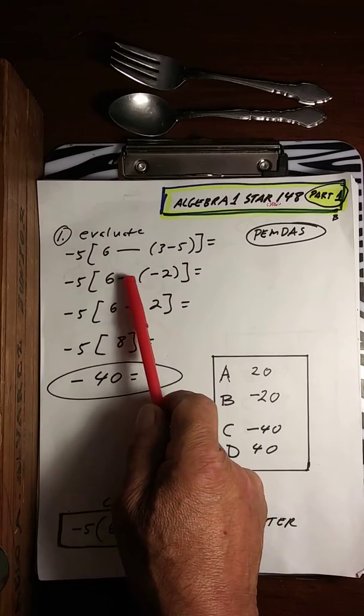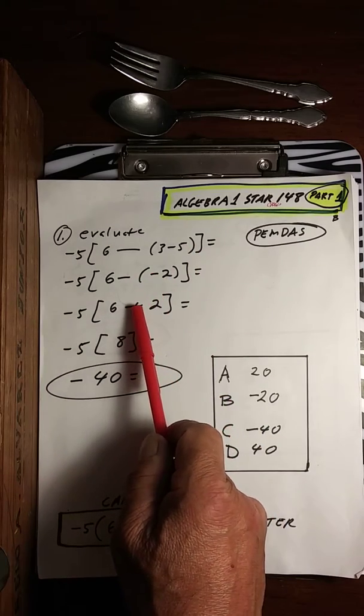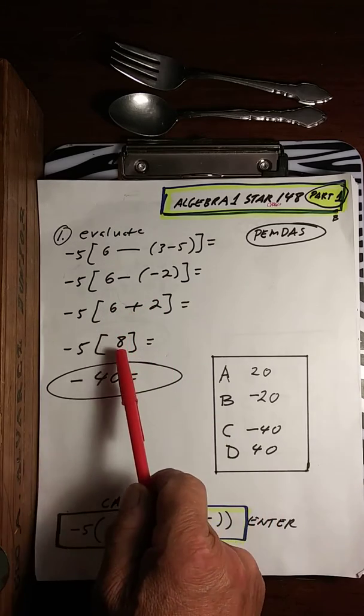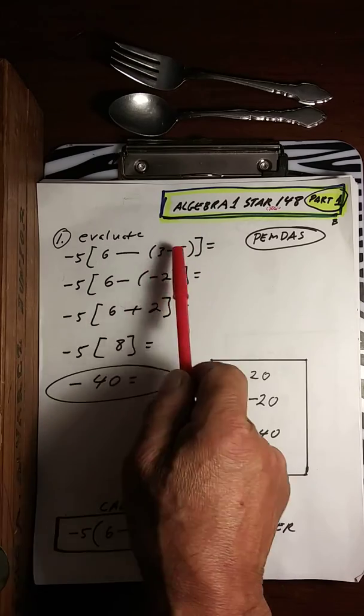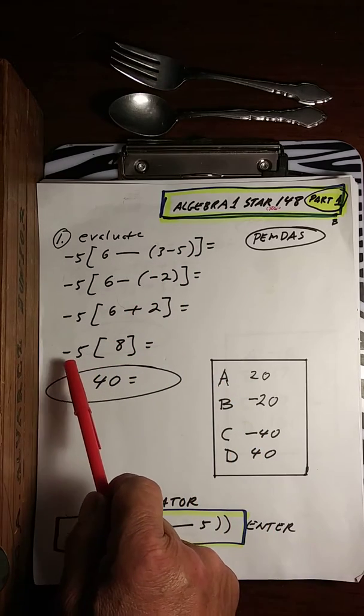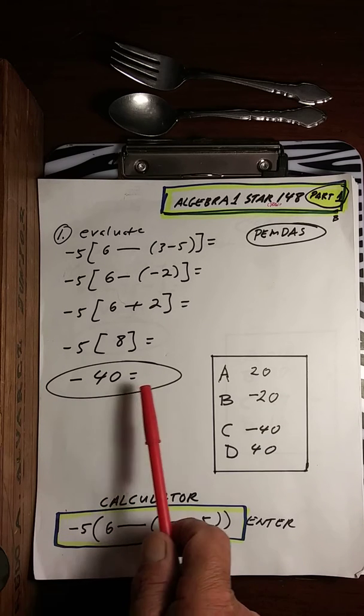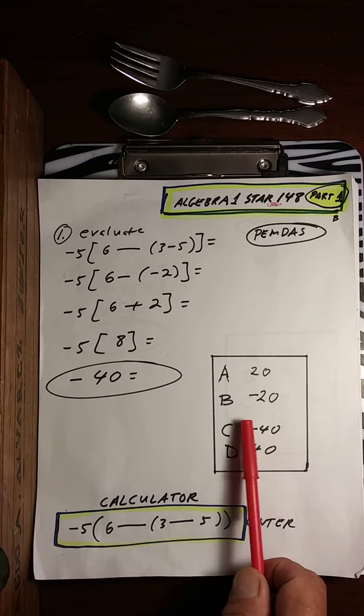And then the negative of a negative is going to be a positive. And then 6 plus 2 together is going to be 8. Now when we finish all this parentheses stuff, now we multiply negative times a positive is going to give you a negative 40. So if you look at the answers A, B, C, D, you see there it is right there, C.